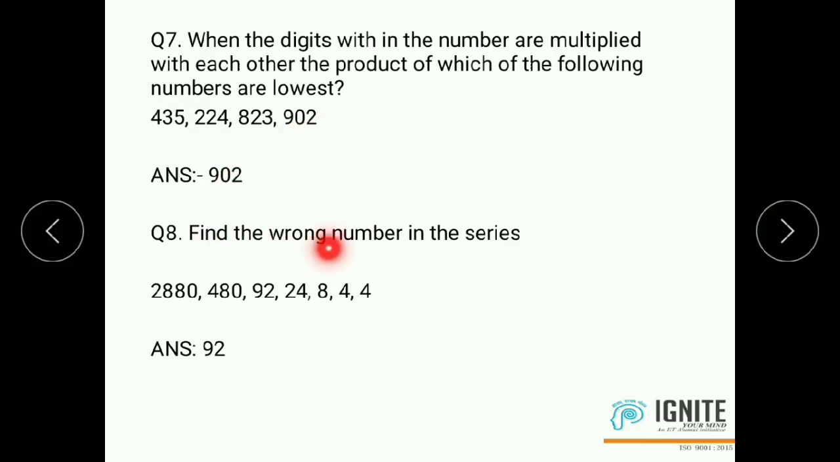Next question, find the wrong number in the series. First, we have to find the pattern. Here 4 into 1 equals 4, 4 into 2 is 8, 8 into 3 equals 24. Therefore, the pattern is into 1, into 2, into 3, into 4, into 5, into 6. But here 24 into 4 is 96. Correct answer is 96. So this is the wrong number.